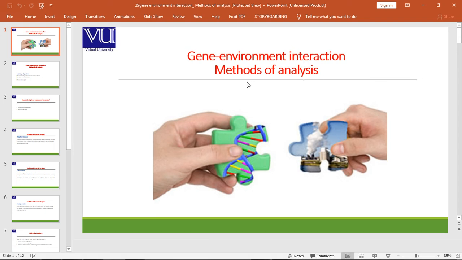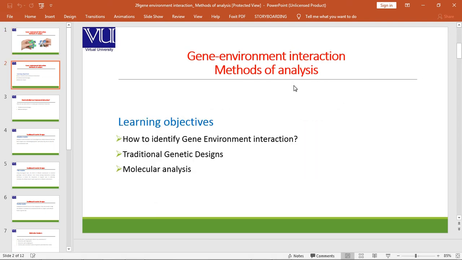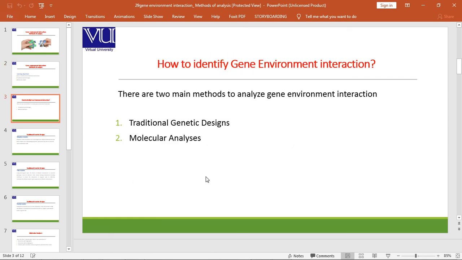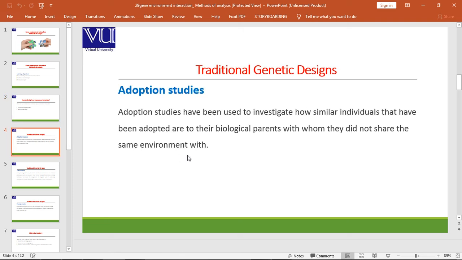Gene environment interaction methods of analysis. Learning objectives are to identify gene environment interaction, traditional genetic designs, and molecular analysis. How to identify gene environment interaction? There are two main methods to analyze gene environment interaction: traditional genetic designs and molecular analysis.